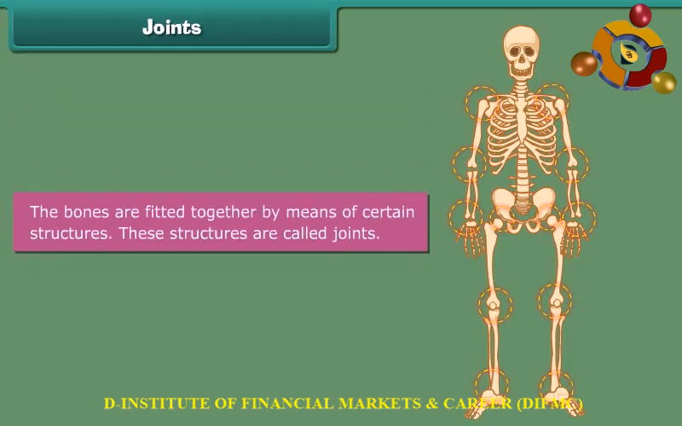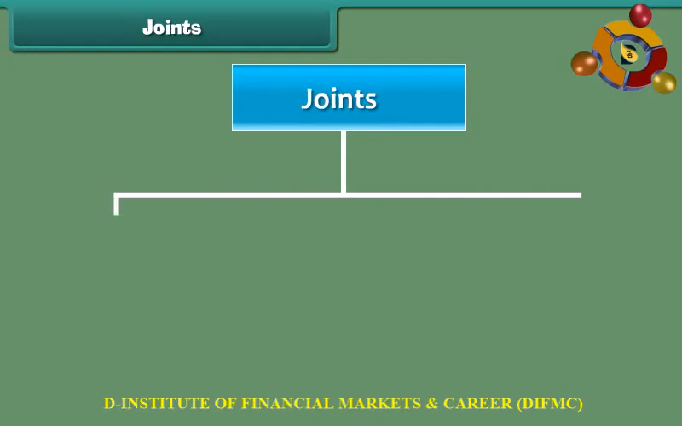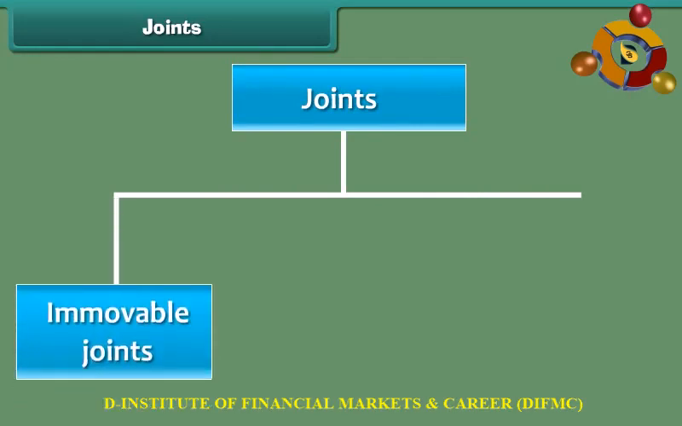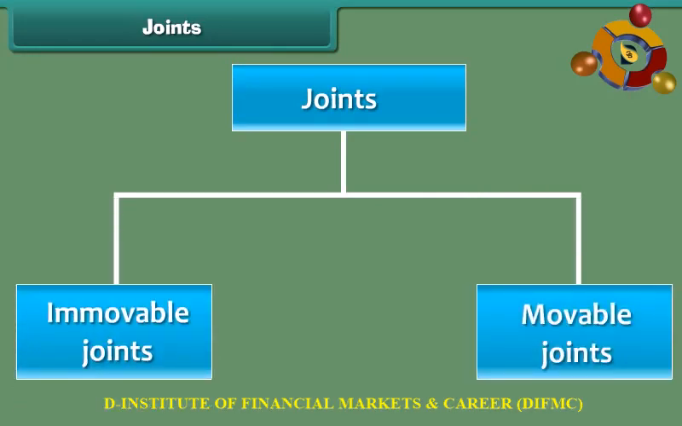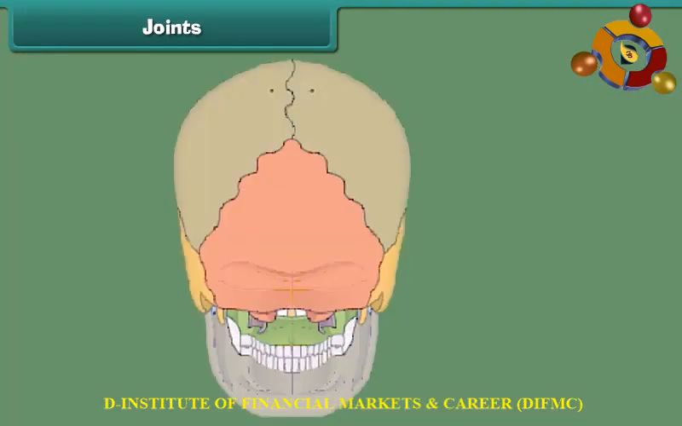The bones are fitted together by means of certain structures. These structures are called joints. Joints facilitate body movements. There are two main types of joints: immovable joints and movable joints. Let us first discuss what immovable joints are. Immovable joints are the joints where no movement of the bones is possible. The joints of the bones of the skull are immovable joints.